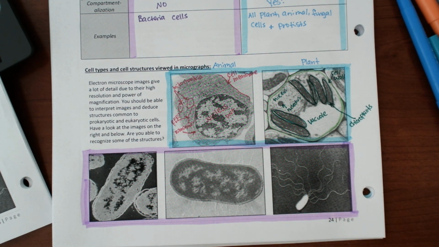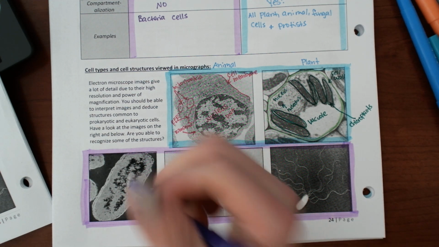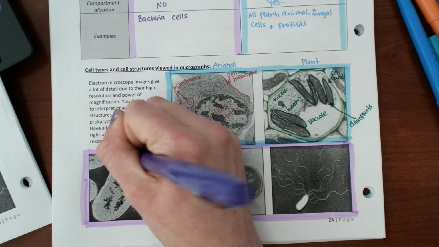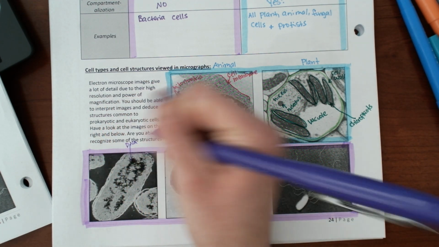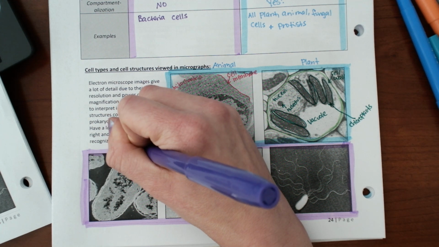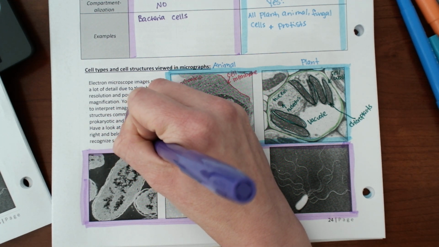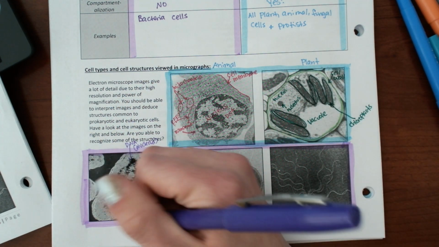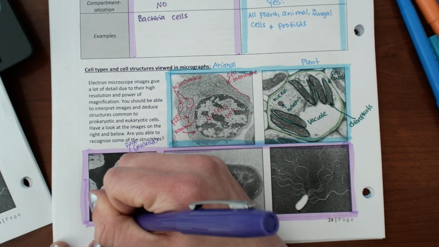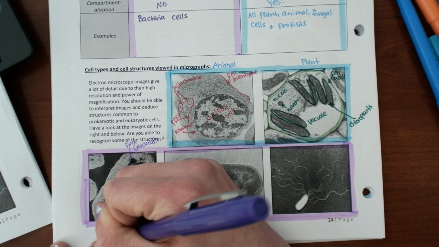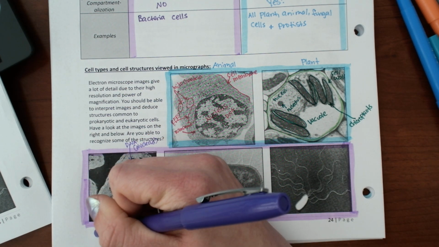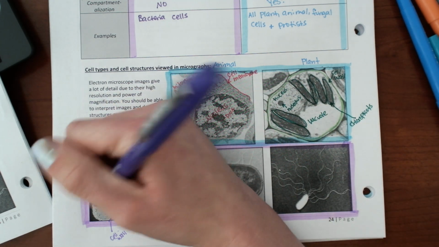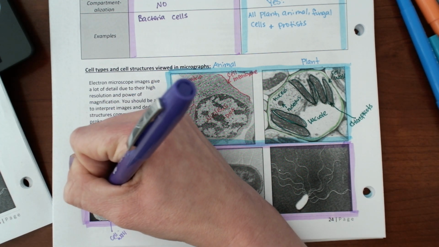All right, for your prokaryotic cells, you can see your DNA, which is your dark part, or your nucleoid. You can see your cell wall, which is the light outline here. If you can see a cell wall, you know there's a cell membrane. You can also see cytoplasm.